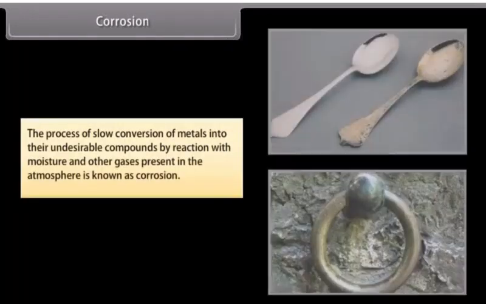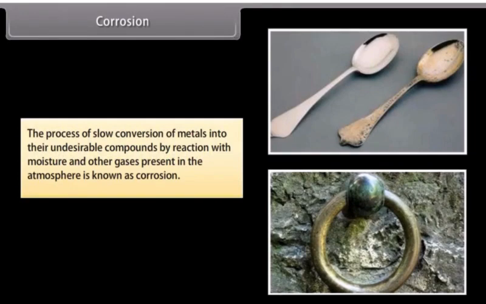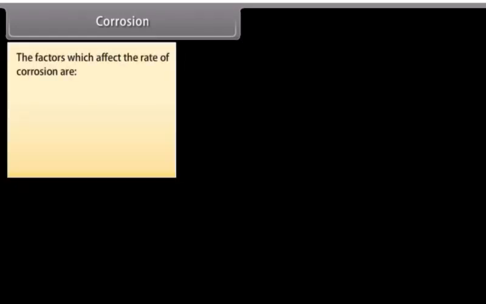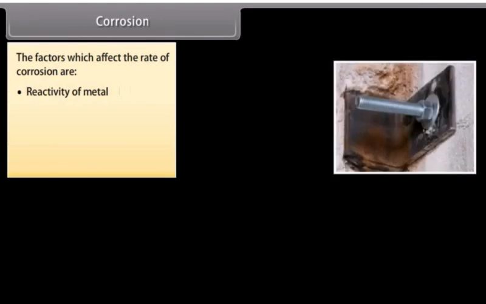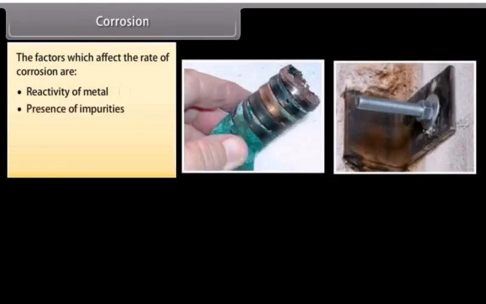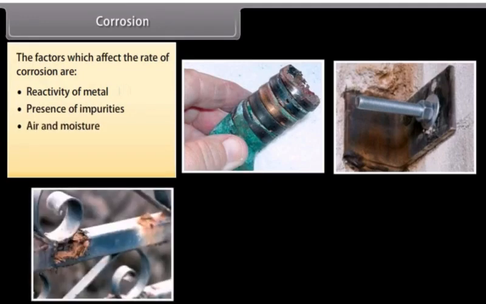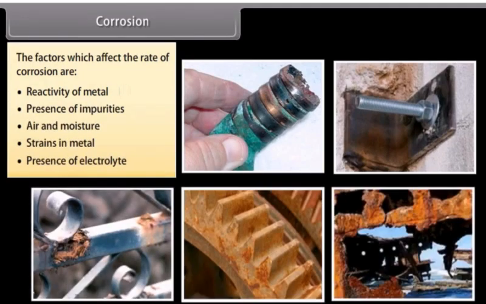Corrosion. The process of slow conversion of metals into their undesirable compounds by reaction with moisture and other gases present in the atmosphere is known as corrosion. For example, silver gets tarnished, iron rusts, copper develops a green coating on its surface, and lead loses its luster. The factors which affect the rate of corrosion are reactivity of metal, presence of impurities, air and moisture, strains in metal, and presence of electrolyte.